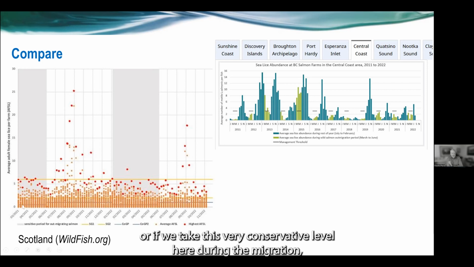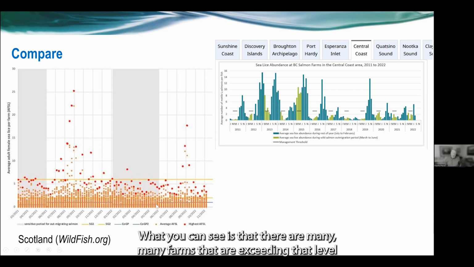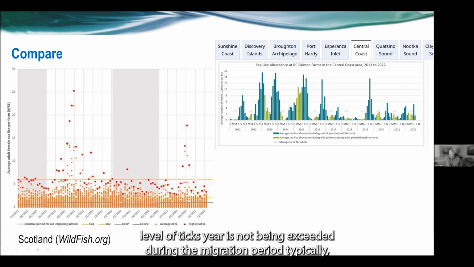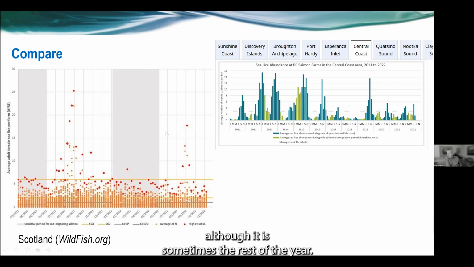Or if we take this very conservative level here during the migration, this little red line, which is a half an adult female, or 1 adult female in terms of the rest of the year, what you can see is that there are many, many farms that are exceeding that level within the Scottish context. This absolute regulatory level of 6 here is not being exceeded during the migration period typically, although it is sometimes in the rest of the year.